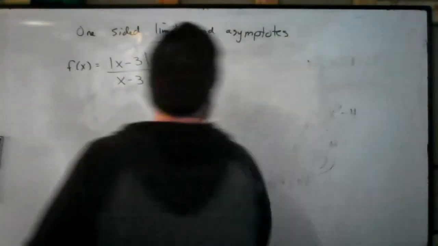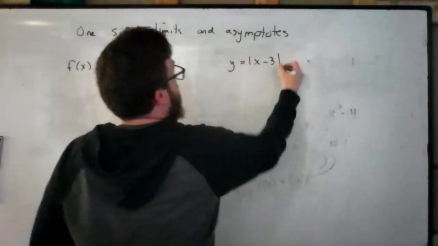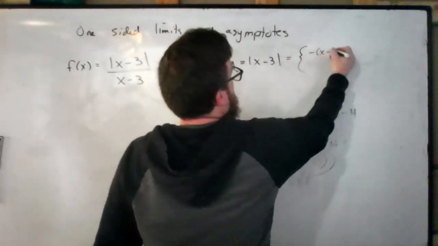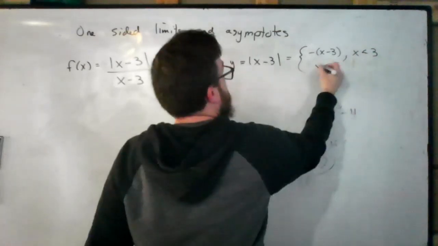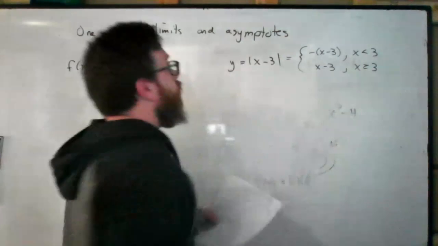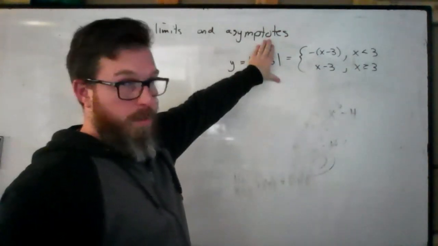So if I was just going to ask you y is equal to the absolute value of x minus 3, this is a piecewise function. So this is going to be negative (x minus 3) when x is less than 3, and it's going to be equal to itself when x is greater than or equal to 3. Remember, if what's inside is negative, the absolute value is going to force it to be positive.